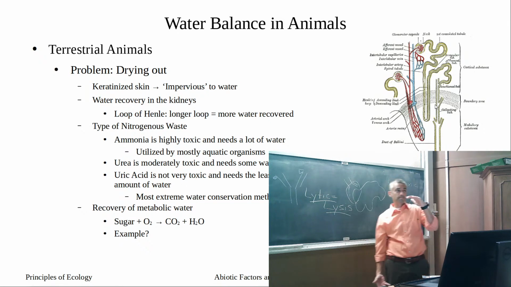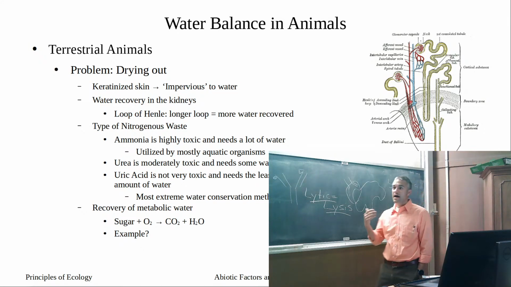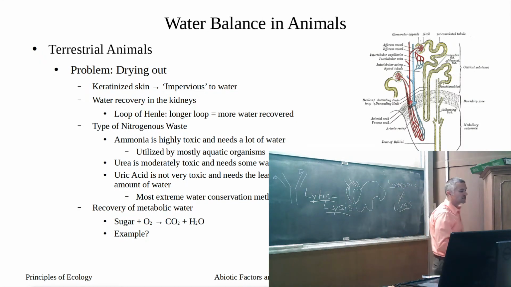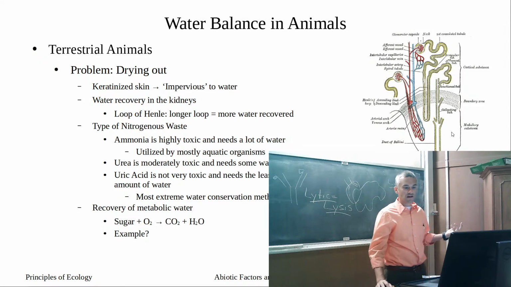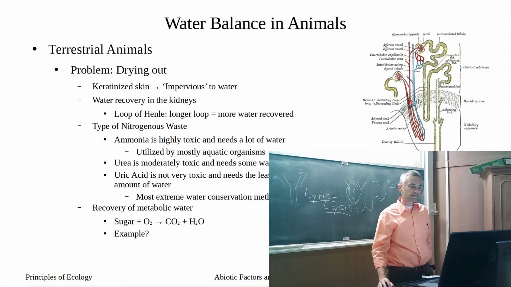Now, the longer the loop, the better you are at recovering that water. So if we look at vertebrate organisms, and you look at desert environments or non-desert environments, oftentimes what you'll see is those desert organisms have a much longer loop of Henle than those not adapted to desert-like environments. Kangaroo rats, great example. They've got a very long loop of Henle that sets up a very extreme salt gradient so they can recover a whole lot of water.